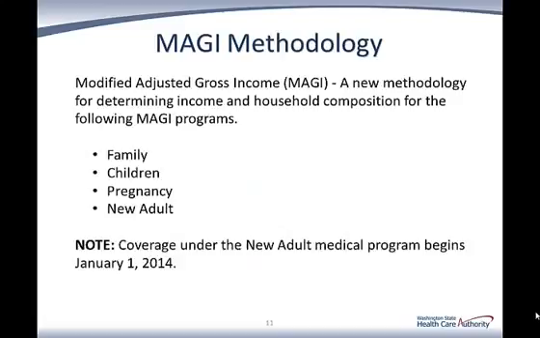The eligibility determination for Medicaid for family, children, pregnancy, and the new adult medical uses a new method for determining income and household composition. It's called MAGI methodology. MAGI stands for Modified Adjusted Gross Income. Adjusted gross income may be a term you are familiar with, as you may have seen this when completing an IRS tax return.